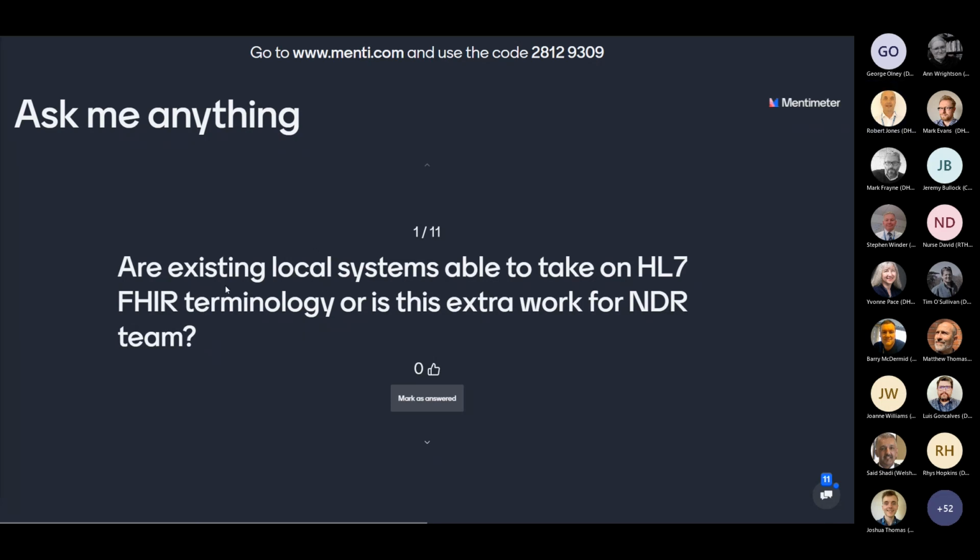Thanks, Rob. One observation from me is we could drop the word local, because we mean any existing systems, don't we? Whether they're local or national. Absolutely. Okay, thank you. I'll move on to the next one.